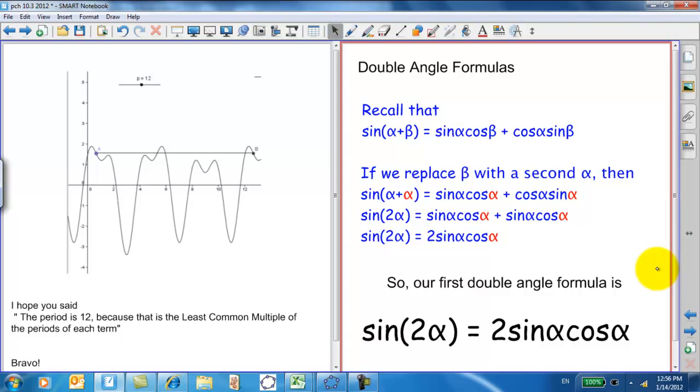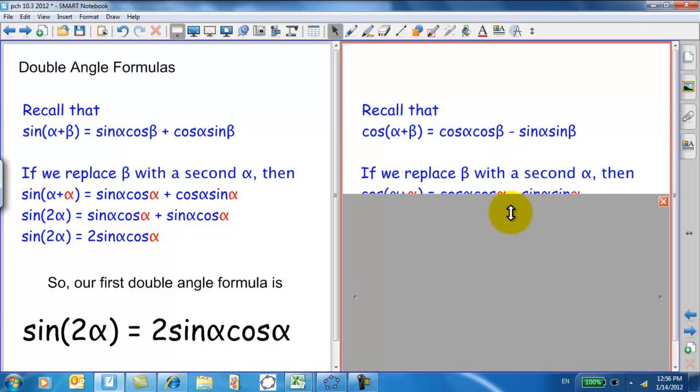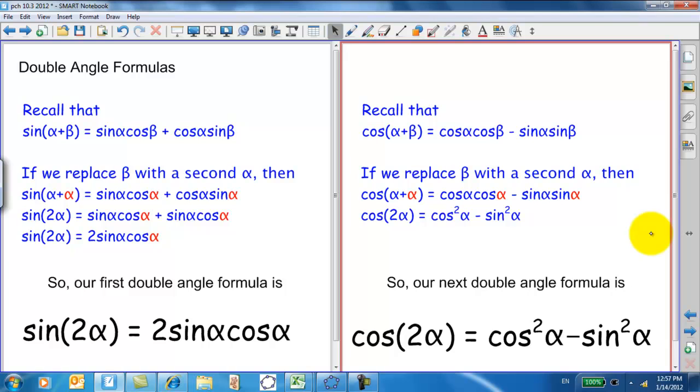That's the easy one. Now, what happens when we start looking at cosine of alpha plus beta? Well, we use the same trick again. Replace beta with alpha. So we get cosine 2 alpha equals cosine squared alpha minus sine squared alpha. So there's your next one. Now these are all listed in the book too if you want to copy them out of page 383. Page 383 has a list of all the formulas. You are expected to memorize these. This next test is a no calculator test. You've got to know your double and half angle formulas.